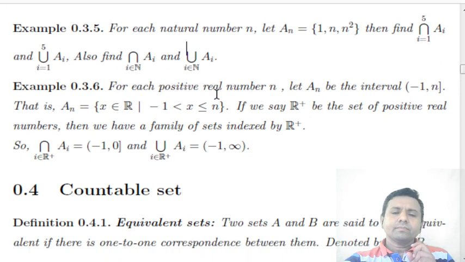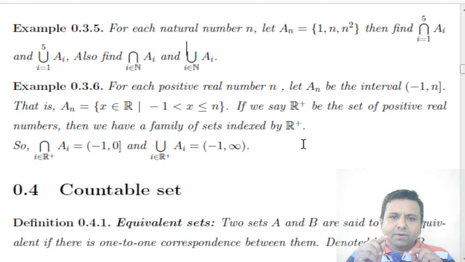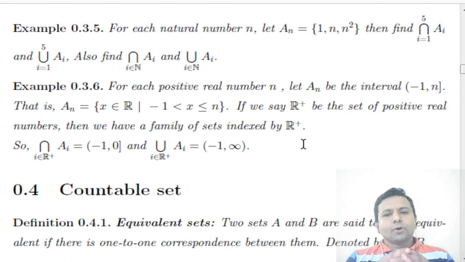For each positive real number, one more example: let An be the interval open -1 and closed n. That is, An equals the set of all x belonging to R such that -1 is less than x is less than or equal to n. If we say that R plus is the set of all positive real numbers, then we have a family of sets indexed by R plus, where the intersection of Ai equals (-1, 0], and the union of Ai equals the open set (-1, infinity).